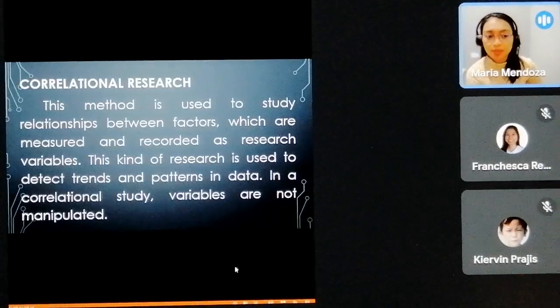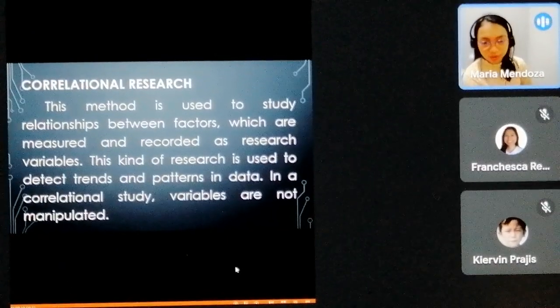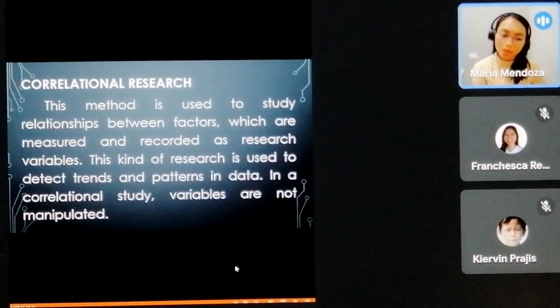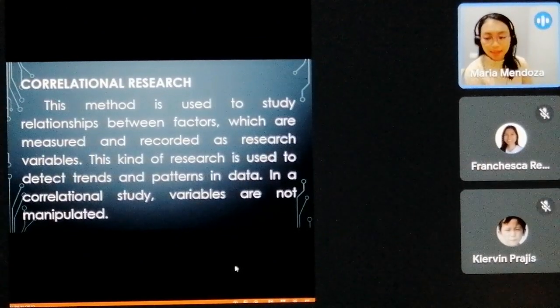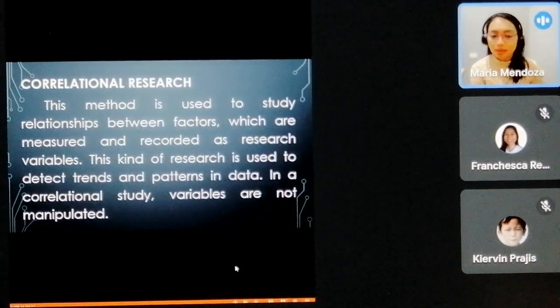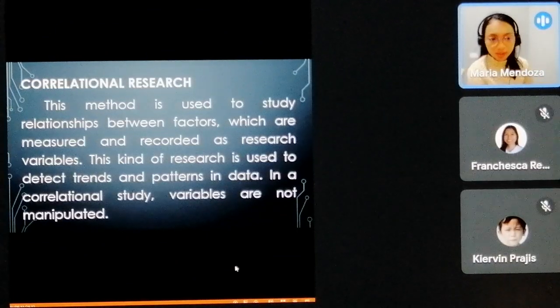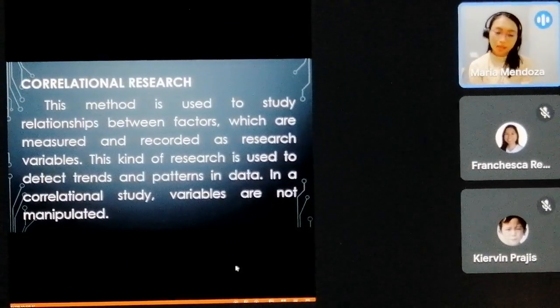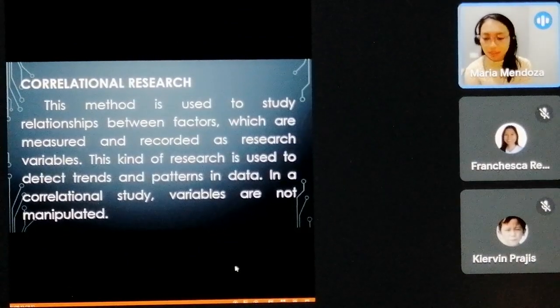The next one would be the correlational research, okay? This is something connected with quantitative research. This method is used to study relationships between factors, okay, which are measured and recorded as research variables, the independent and the dependent variables. This kind of research is used to detect trends and patterns in data. In correlational, variables are not manipulated.